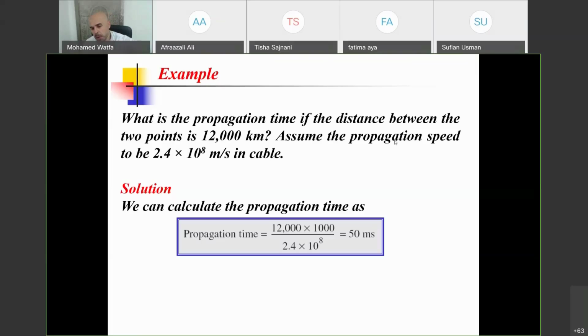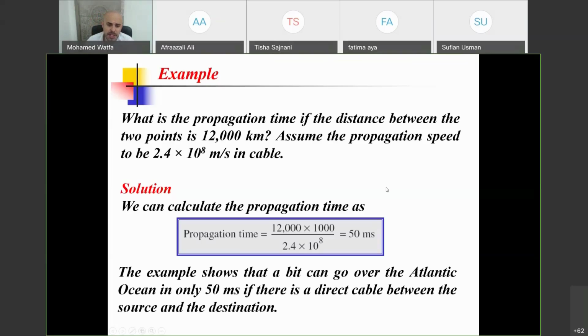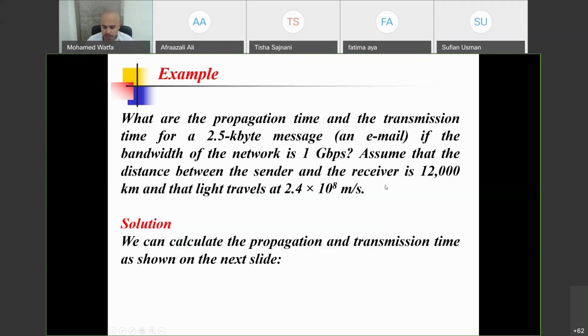Okay, so back to where we were. We talked about propagation time, very easy how to calculate. Talked about throughput, bandwidth. What else? Okay. So what are the propagation time and transmission time for a 2.5 kilobyte message? Now we have two different times. Let's talk about this a little bit until we define them explicitly at the end of today, or maybe starting next week.